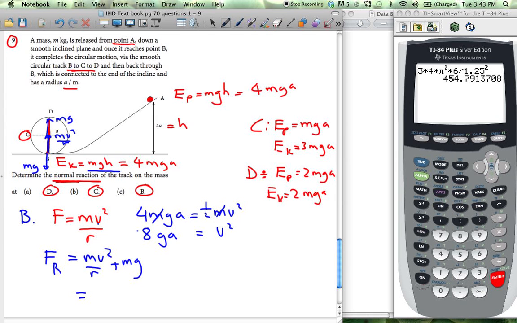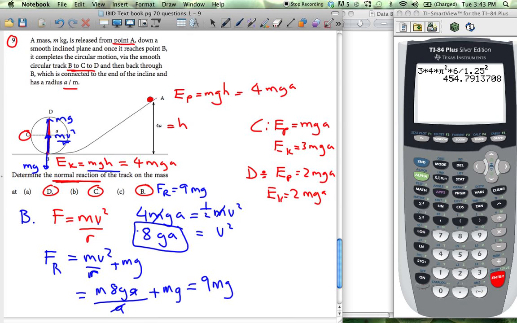So I can put this into this formula. I'm going to get m, but instead of writing v squared, I'm going to write 8ga. But what is my radius? What is my r? Well, it's a, plus mg, and so my a's are going to cancel. I'm going to have 8mg plus mg. We're going to have 9mg. So at B, your reaction force is going to equal 9mg, or 9 times the force of gravity.